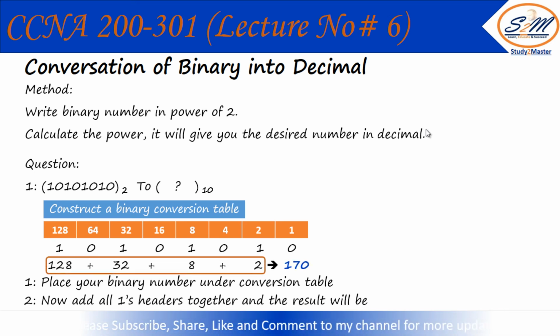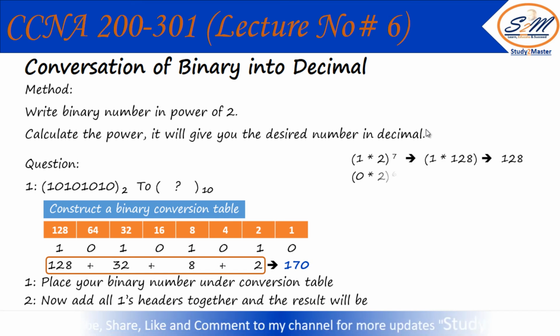Now add all the ones together and the result will be in the position of 128 we have 1, in column 32 we have 1, in column 8 we have 1, in column 2 we have 1. So now we add 128 plus 32 plus 8 plus 2. The result is 170. Now let's check the other method.